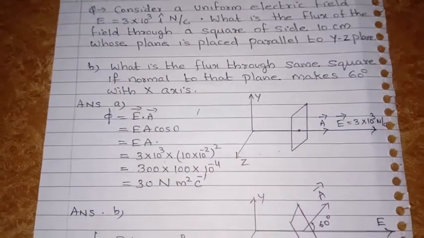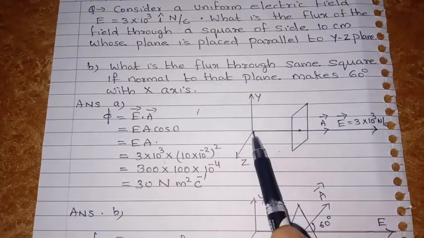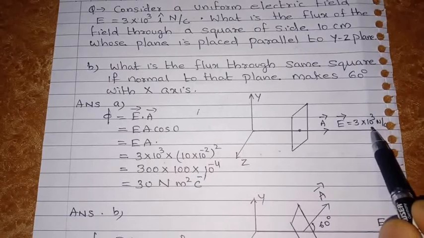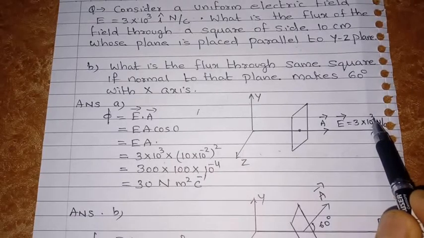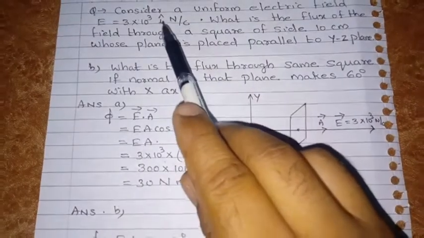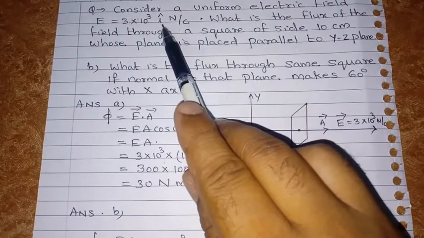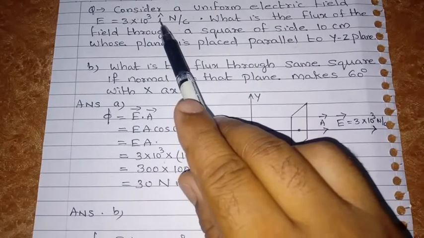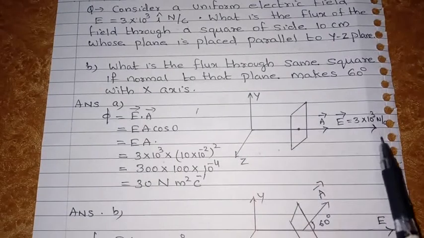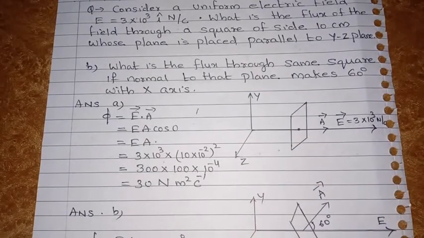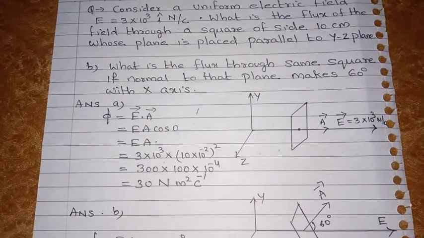So there are 2 cases. One is there is an electric field. 3 into 10 to the power 3 is the magnitude of that electric field. Direction is i. You can read direction is i. Positive i means i cap means x direction. Minus i cap means negative x direction. j cap means y direction. Minus j cap means negative y direction. k cap means z direction. Minus k cap means negative z direction.